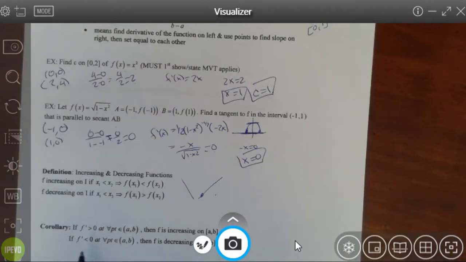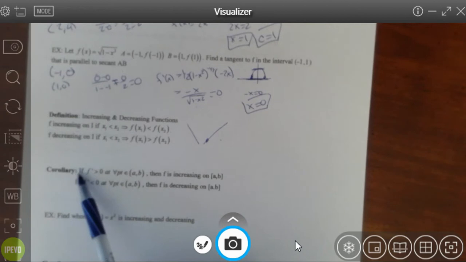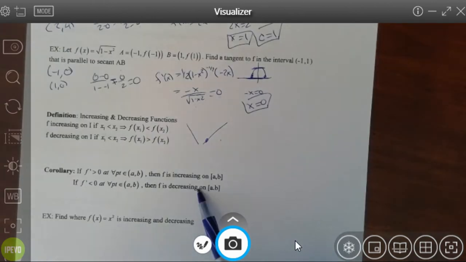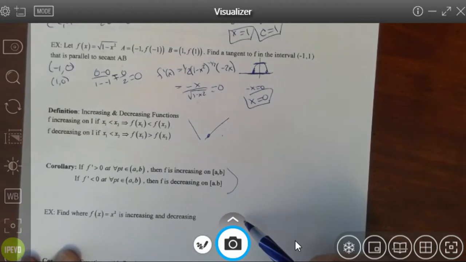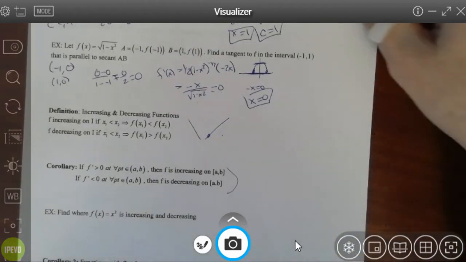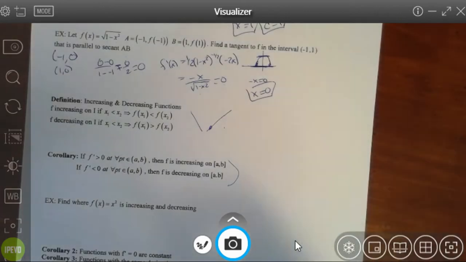The corollary, which is what we like to use a lot in calculus, says that if your derivative is positive, that function was increasing. And if your derivative is negative, then that function was decreasing. So this is what we use to determine increasing or decreasing, because most of the functions we don't know what they look like, so we have to talk about what the velocity, which is slope, is doing.